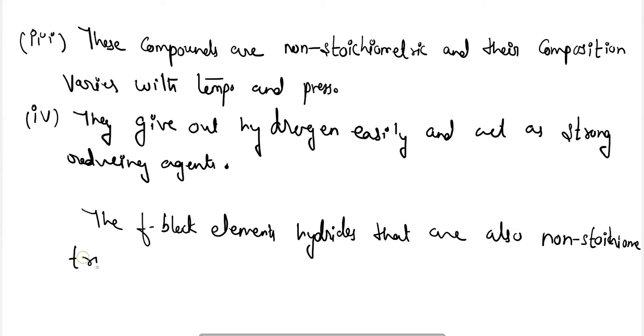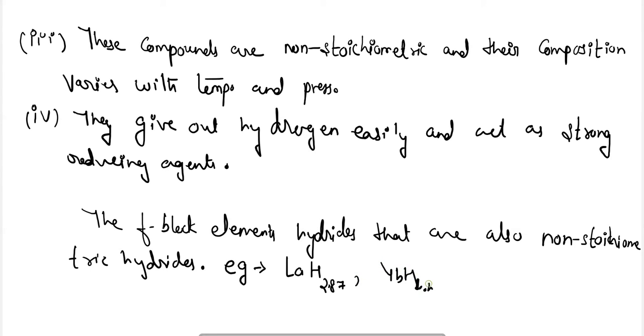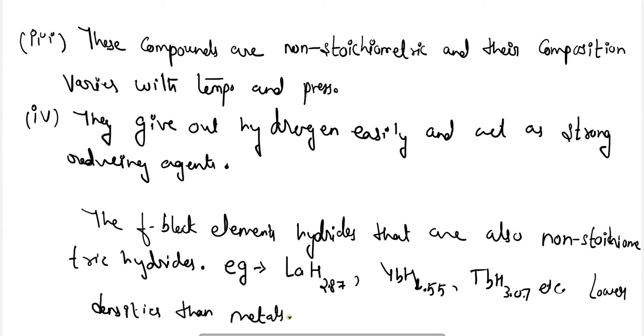Okay, they are also non-stoichiometric hydrides. For example, LaH2.87, YbH2.55, TbH3.07, etc. They also have lower densities than their respective parent metals.